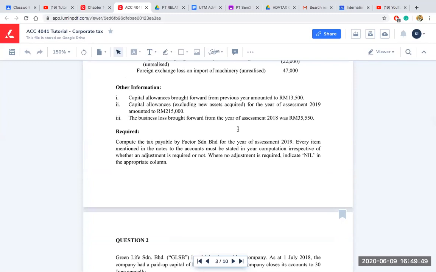Okay, siapa nak jawapan? Try dapatkan chargeable income. 313536. Chargeable income 313536. If you can get this, then you should have about 60 ticks, and that give you 30 marks. 30 marks. Boleh?